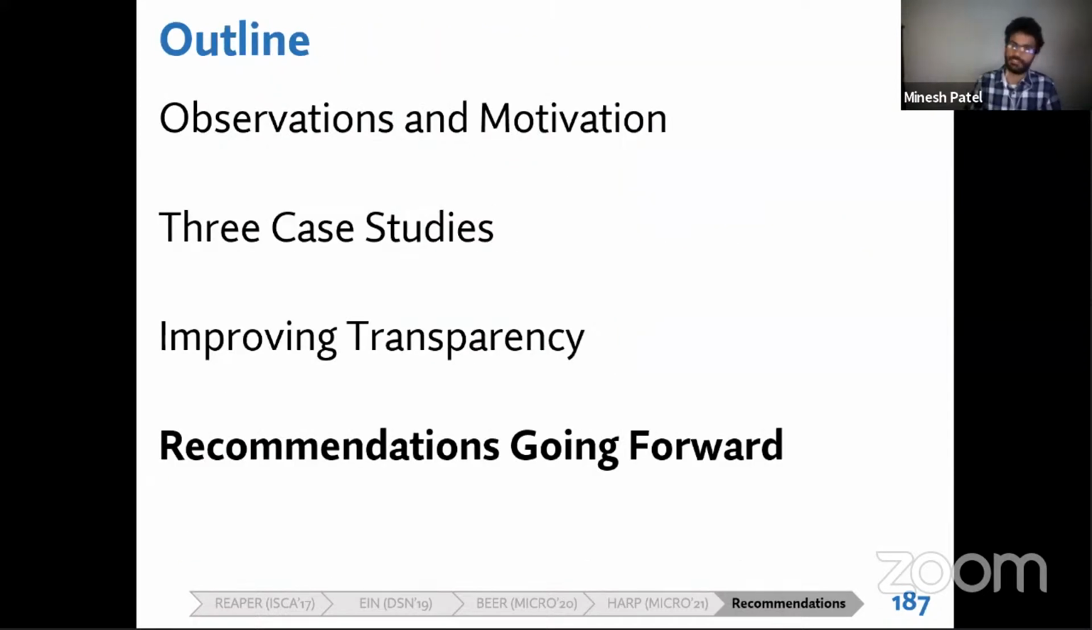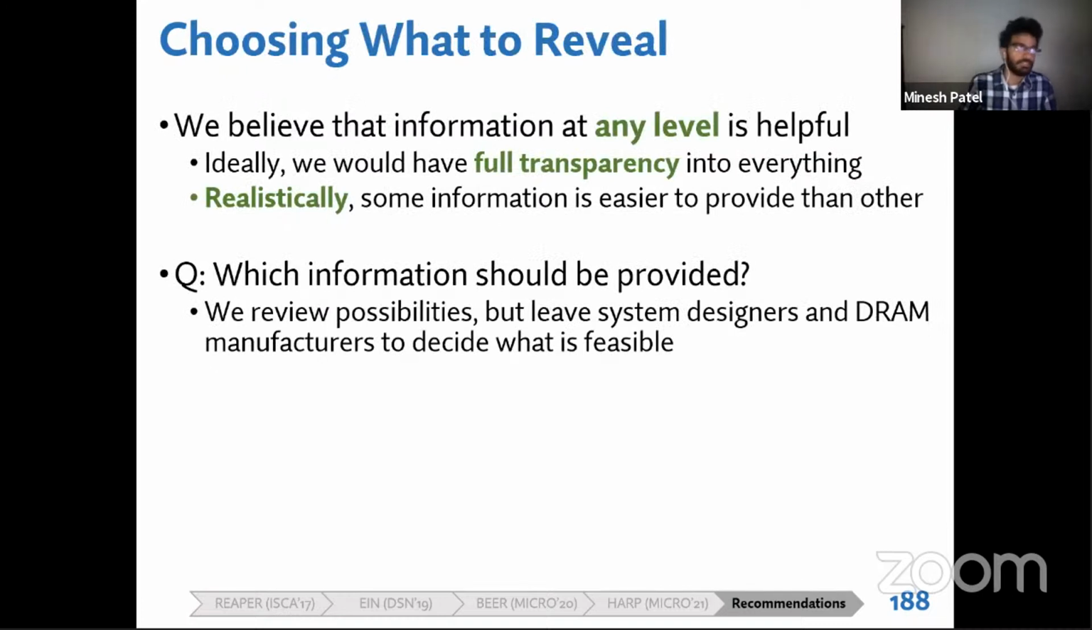So finally, let's take a look at our recommendations for improving transparency going forward. We believe that information at any level can be helpful. Ideally, we'd have full transparency into everything, and so no assumptions are necessary at all. Realistically, we recognize that some information is much easier to provide than others for practicality reasons or reasons of secrecy that the manufacturers may have.